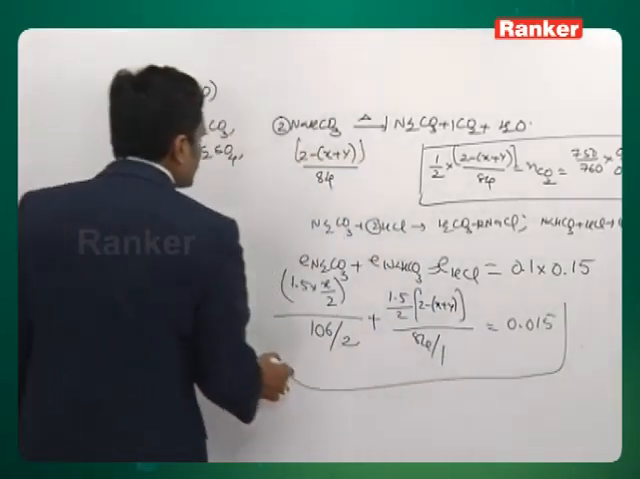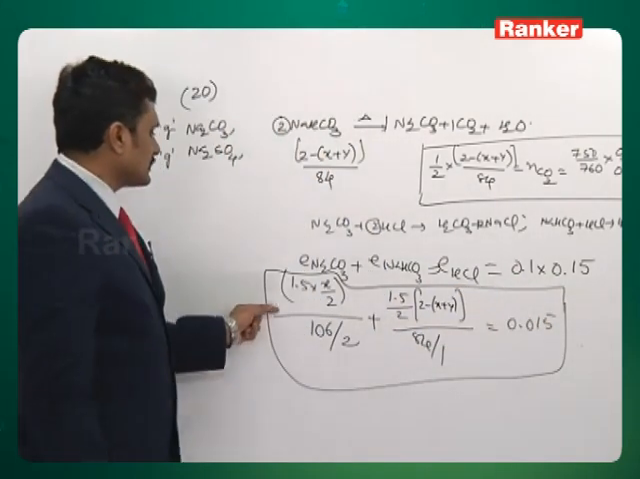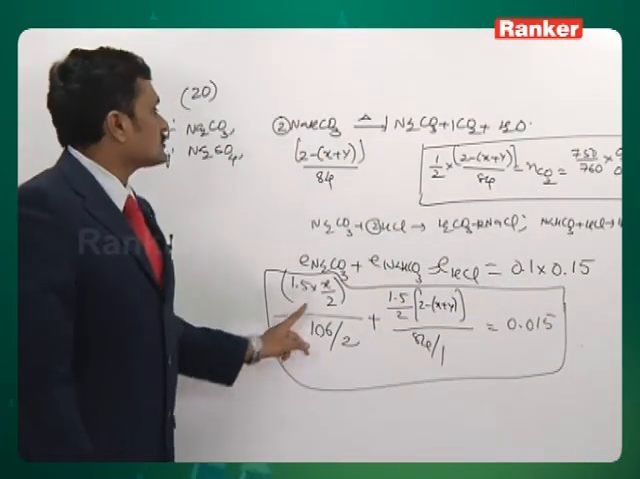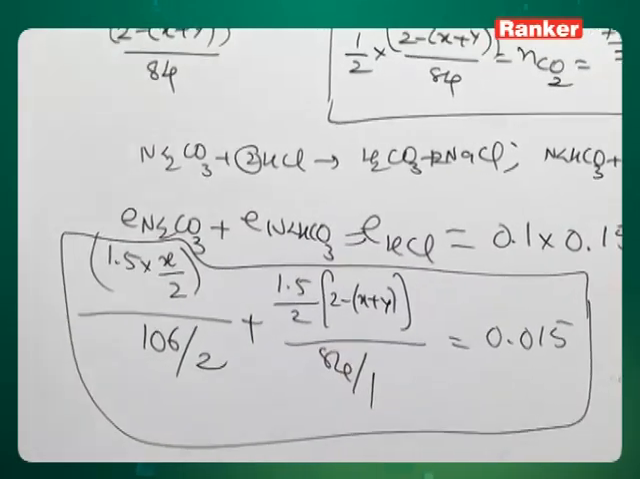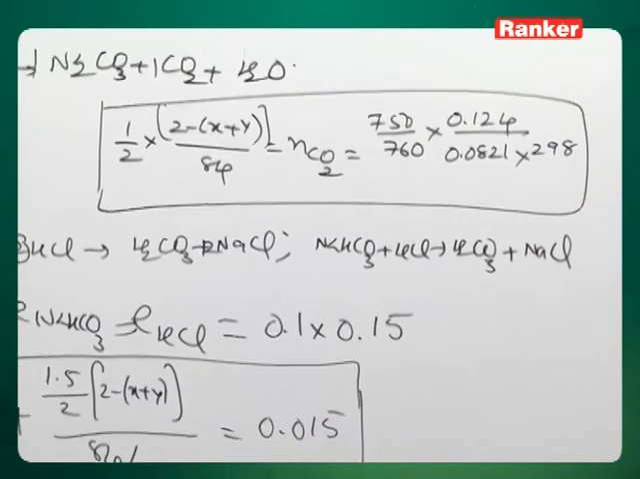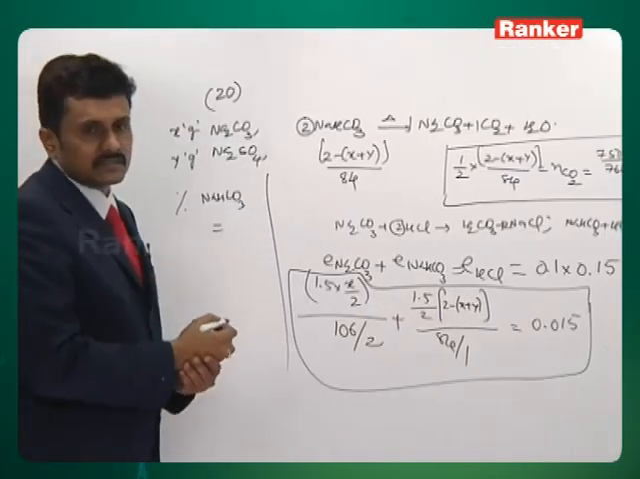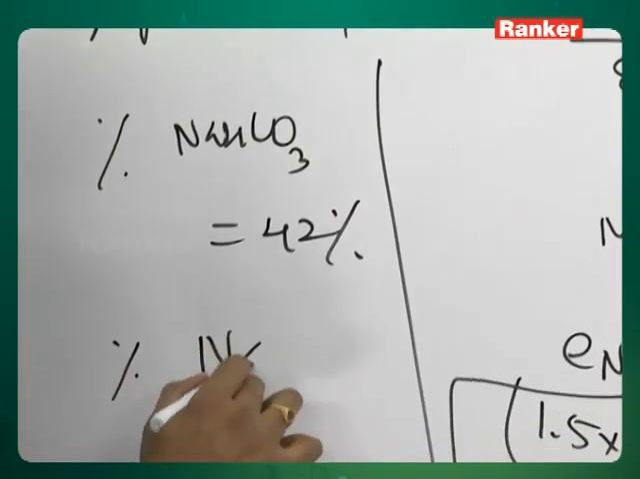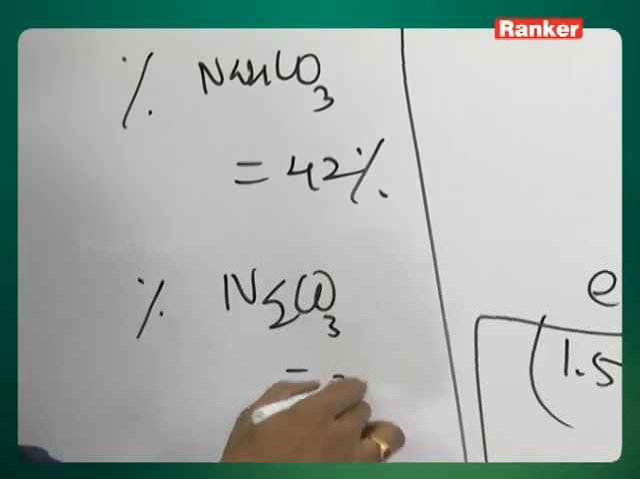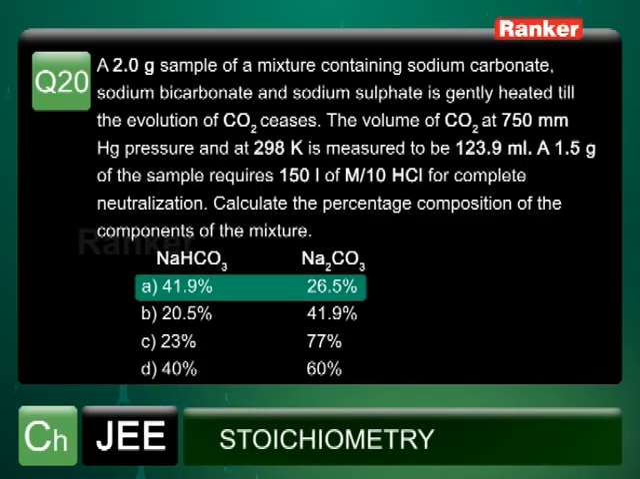Now you have got one more equation in terms of x and y. You have 2 equations and 2 unknowns, x and y, and after solving you will find the weight percentage of NaHCO3 as somewhere around 42% and the percentage of Na2CO3 somewhere around 26.5%. So this is the answer for your question in stoichiometry.